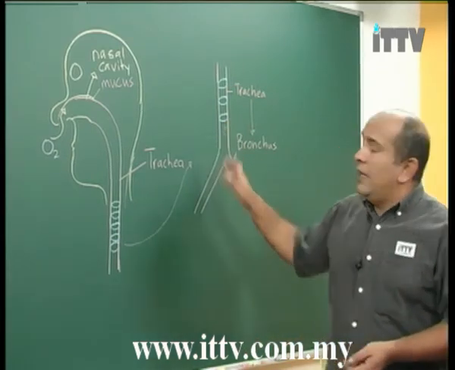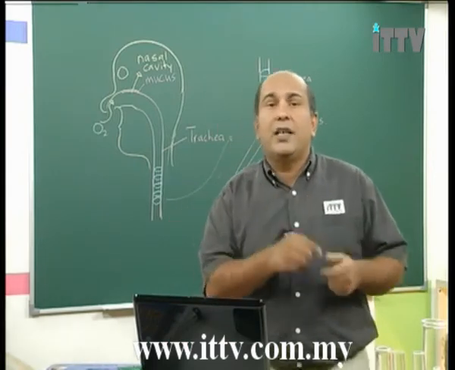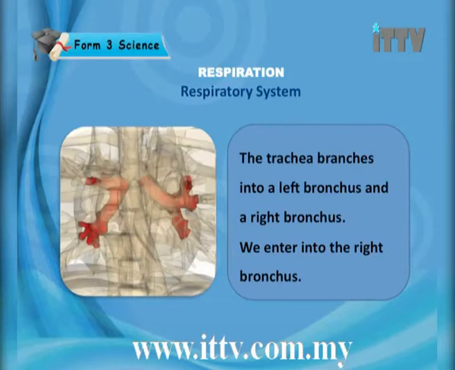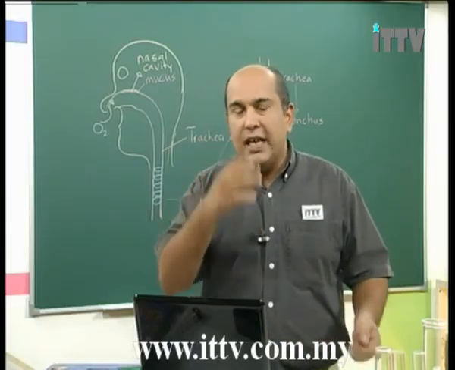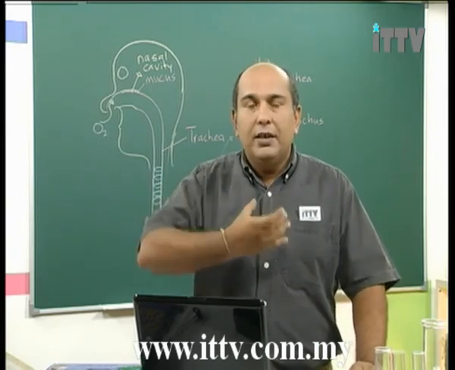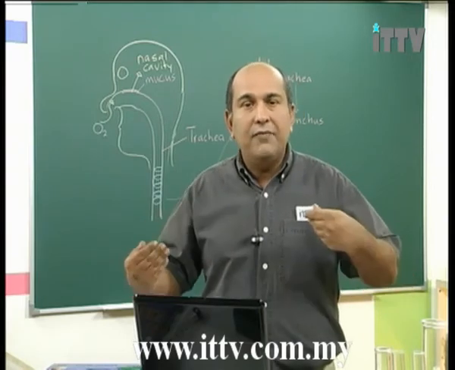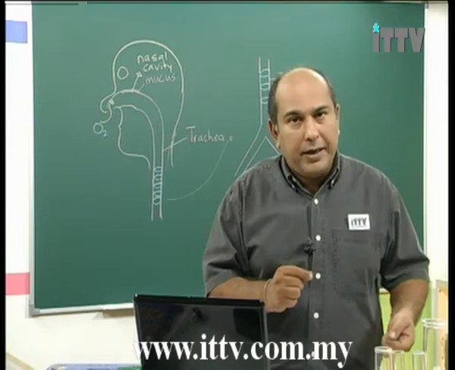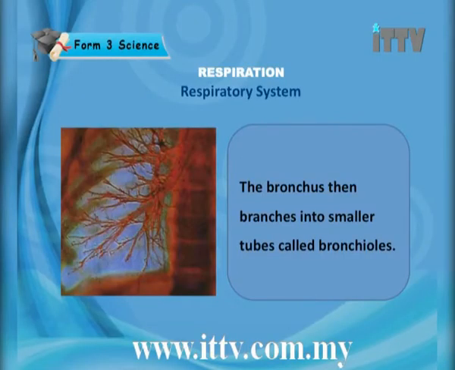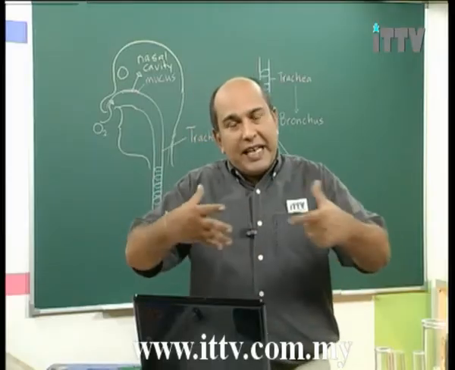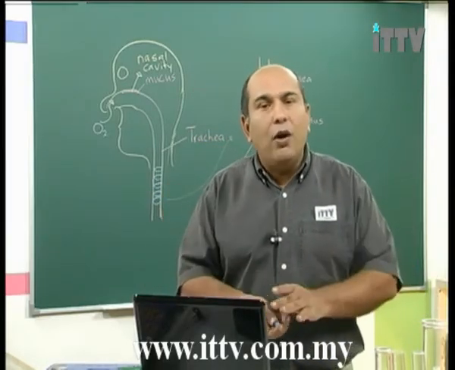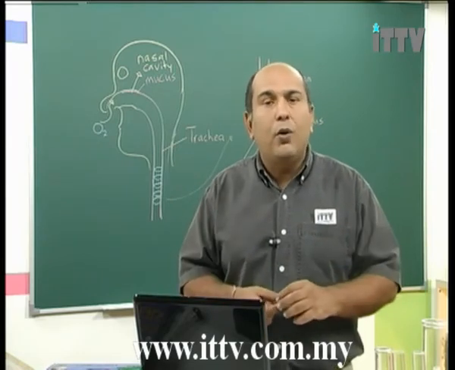So we're in the trachea now, and remember, the trachea has these rings of cartilage in it to make sure that it doesn't close. The trachea branches into a left bronchus and a right bronchus. We enter into the right bronchus. So we've gone through nostril, nasal cavity into our trachea. Our trachea now branches into two branches, the left and right bronchus. We'll just follow the journey into the right bronchus. The bronchus then branches into smaller tubes called bronchioles. So we are now spreading out and moving out into the lungs.